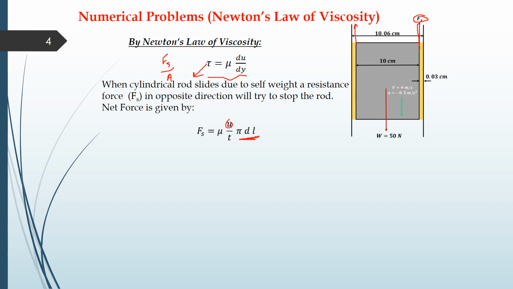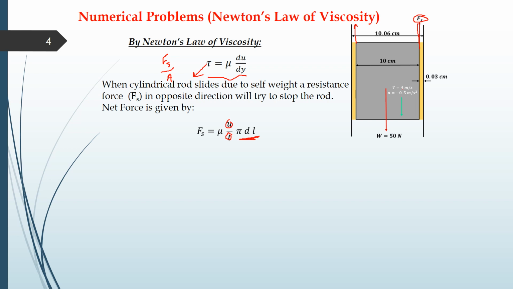Similarly we will write down the thickness of the fluid layer. The thickness of the fluid layer is basically, since the complete diameter is 10.06 and the rod is 10 centimeters, this minus this divided by 2, 0.03 centimeter on this side and 0.03 centimeters on the other side. So we'll put the values.